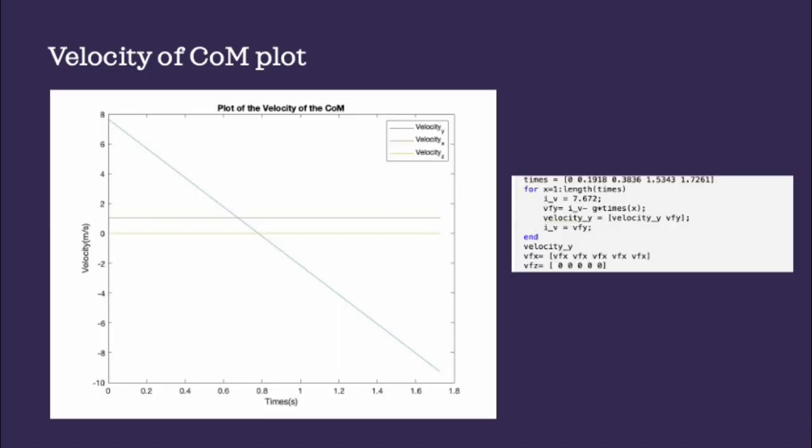And then this is a plot of our velocity of our center of mass in the x, y, and z components. And then our code is as shown to the right. Mind you, the velocity in the x component is constant, as we know from projectile motion, and the z component, we never had a z component in the center of mass. And then the y component is as shown.